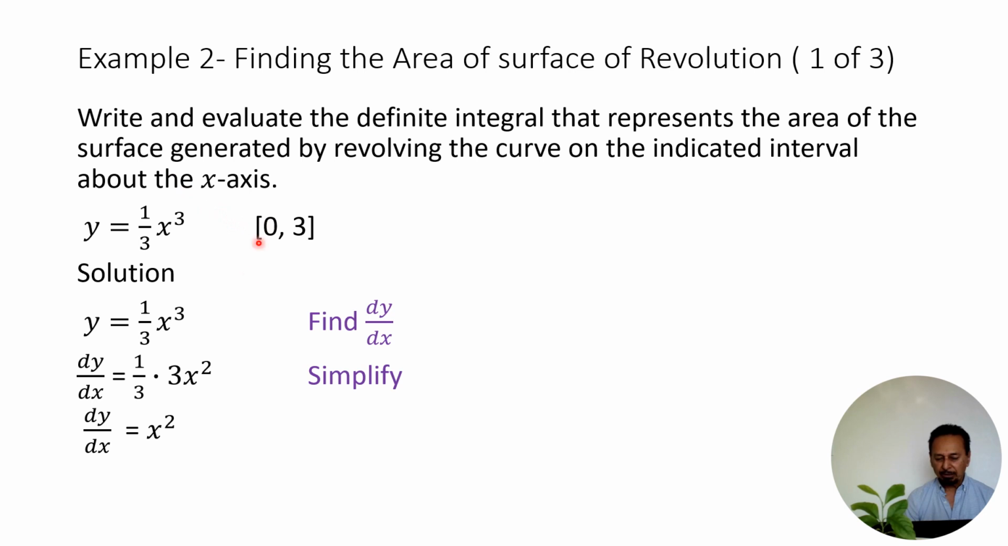We're going to write and evaluate the definite integral that represents the area of the surface generated by revolving the curve on the indicated interval about the x-axis. So here is the curve, and this is the interval that we're going to revolve about the x-axis. So we start with y equals 1/3 x cubed and find dy over dx. Using the power rule, it becomes 1/3 times 3x squared. 3 cancels with 3, so dy over dx becomes x squared.